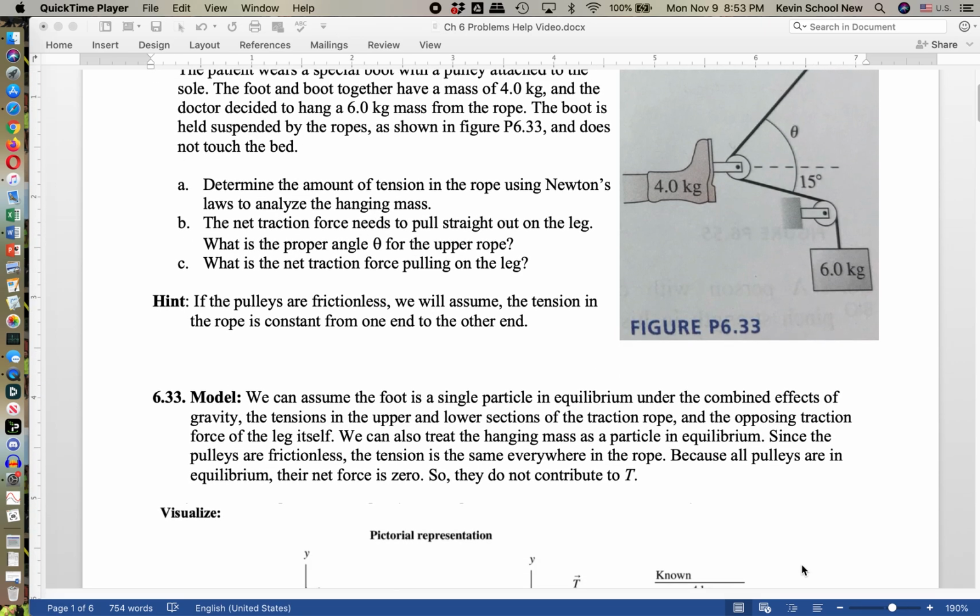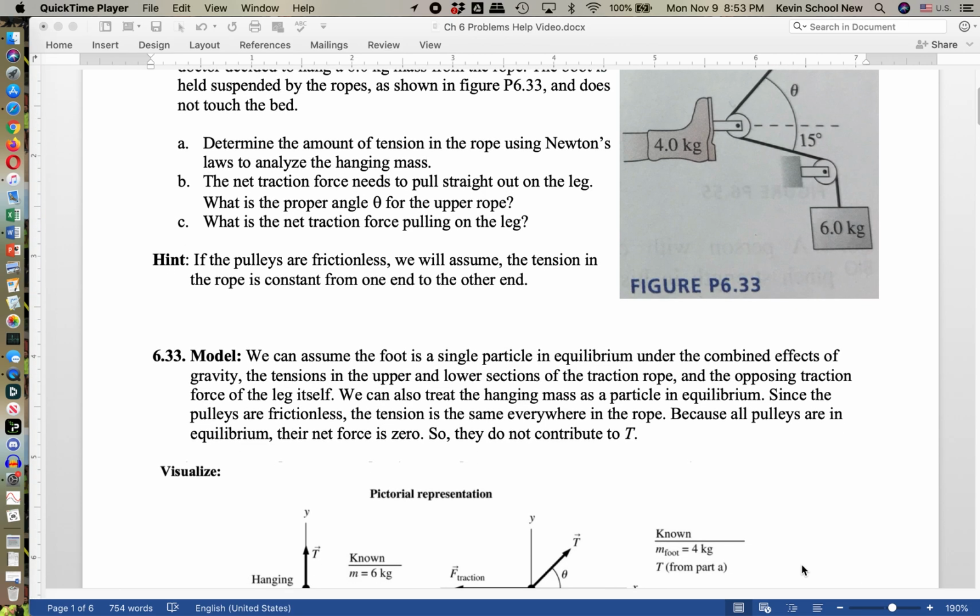And so we want to model this. Usually what we do is a particle model of things to simplify stuff. So we treat the foot as a single particle in equilibrium under the combined effects of a gravitational force, a tension force from the upper and lower sections of the traction rope, and an opposing traction force from the leg pulling back. We can also treat the hanging mass as a particle in equilibrium since it is not accelerating. Since the pulleys are frictionless, the tension will be treated to be the same everywhere in the rope. And because all the pulleys are in equilibrium, the net force is 0, so they don't contribute to the tension.